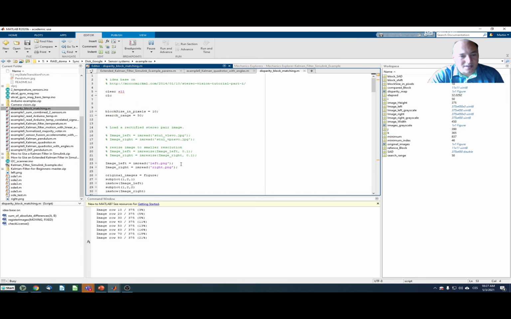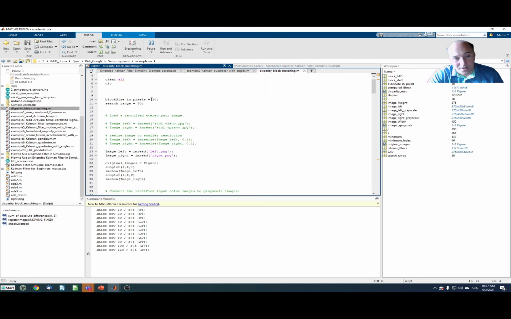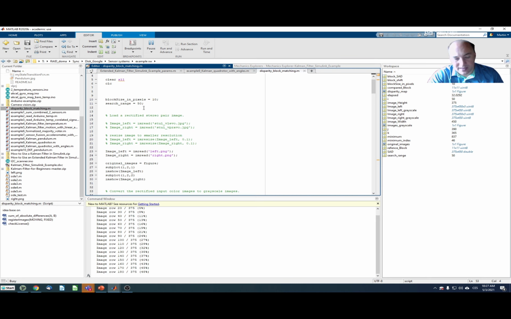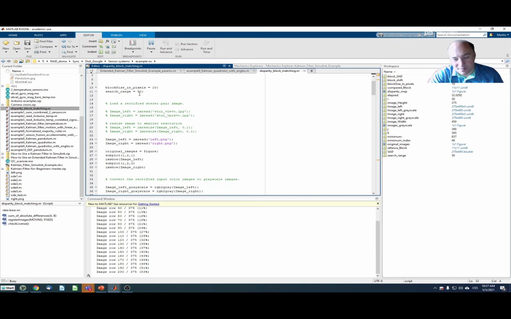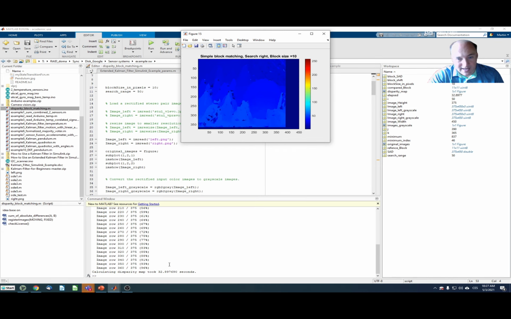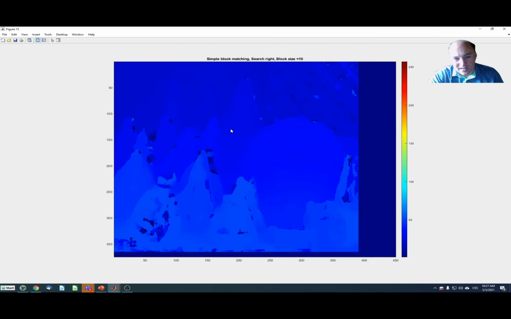In this particular example, I have selected that the block size is 10 pixels, and that I'm looking only for 50 pixels to the right and nothing more. You can see, okay, it's not very fast, but it will take maybe 30 seconds to process one image, so at least the way it's written, it's fairly slow. And here I can see my result.